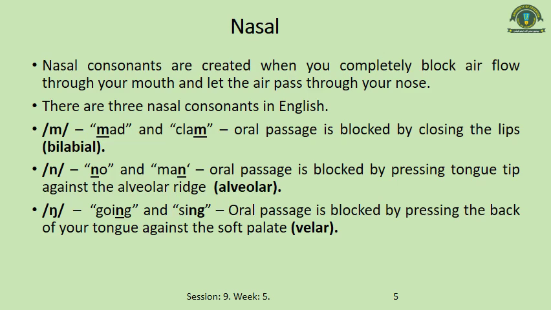When you are producing the sound M, you can feel that both lips are together and there is no air coming out. Now the airflow needs to go out somewhere. And here is the point where the velum, the soft palate, is playing its role. It has blocked the airflow from going to the oral cavity, and that's why the airflow is now going towards the nasal cavity. And the sound produced is M, mad, and it is a bilabial sound at the same time.